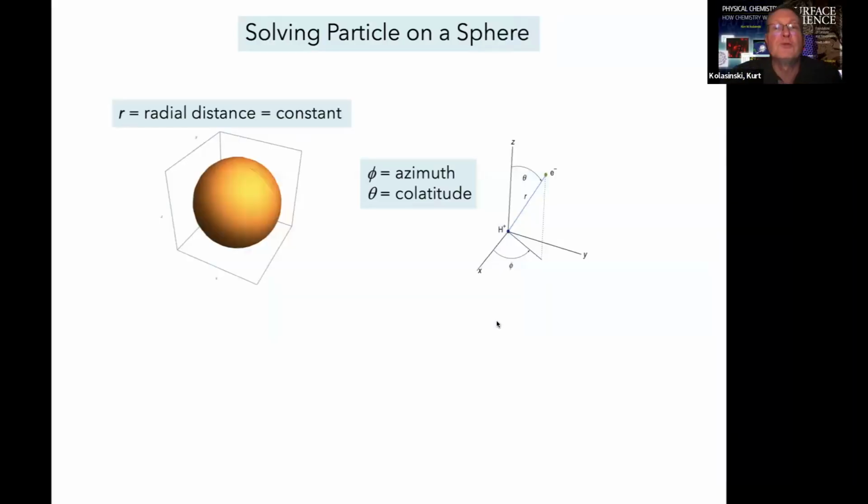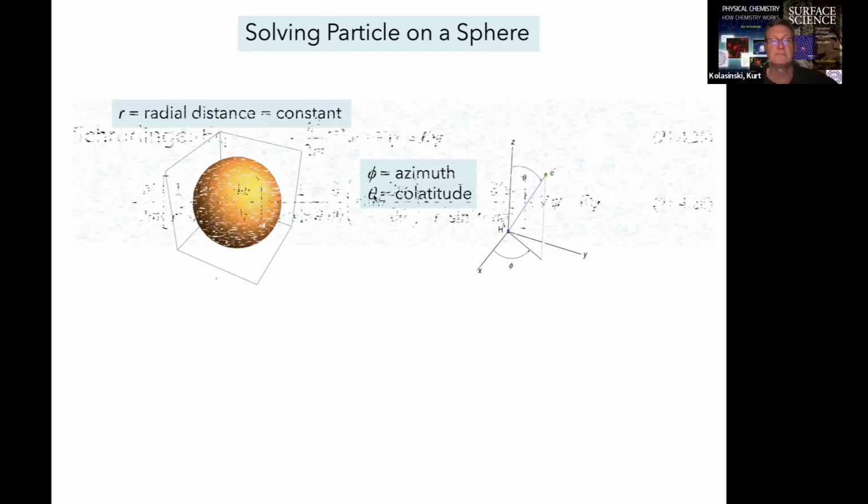What if we now go to 3 dimensions? Or, well, we're going to have rotation on a sphere. We're still going to hold the radial distance constant, but now we're going to let it move. Our particle can move such that both the azimuthal angle and the polar angle, or the colatitude, as it's also known, theta, both of those can change. So it's what we call a particle on a sphere of a fixed radius.